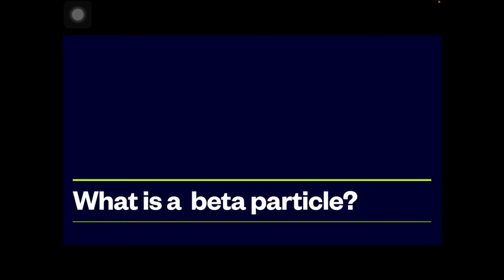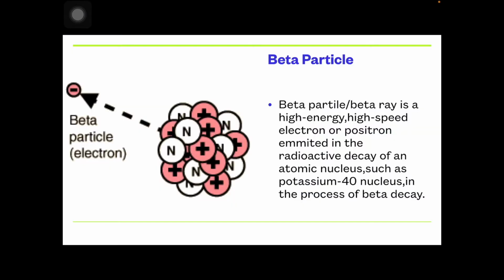What is a beta particle? A beta particle, or beta ray, is a high-energy, high-speed electron or positron emitted in the radioactive decay of an atomic nucleus, such as the potassium-40 nucleus, in the process of beta decay.